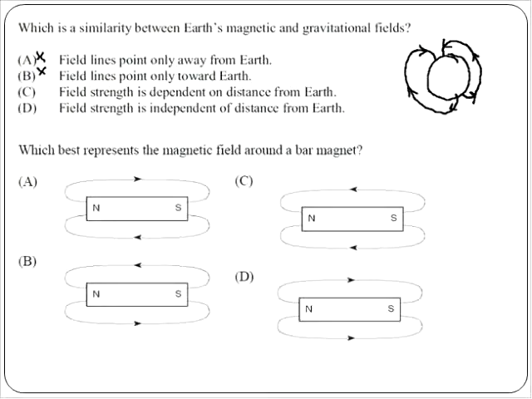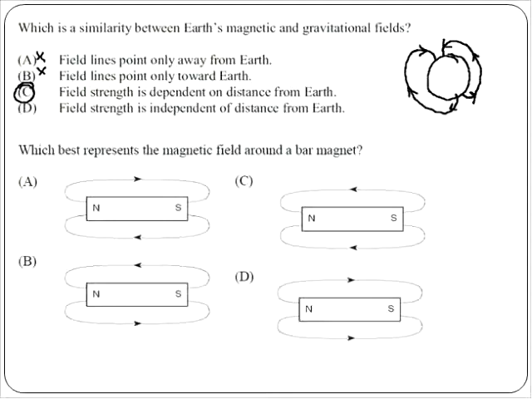And then it says, field strength is dependent on distance from Earth. That's true. The farther away you get from the Earth, the weaker the magnetic field gets. Also, the weaker the gravitational field gets. So they both share that. That's common to both fields. It is dependent on distance. In fact, it follows an inverse square law. As you go further away, the field strength decreases by the square of the distance. So if you double the distance, it's 4 times weaker, for example.